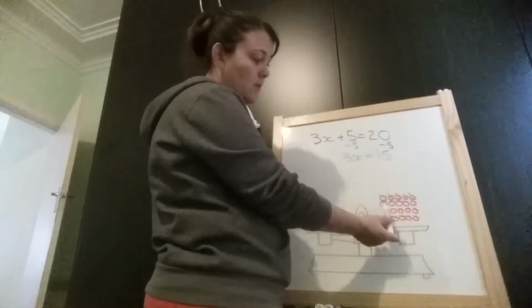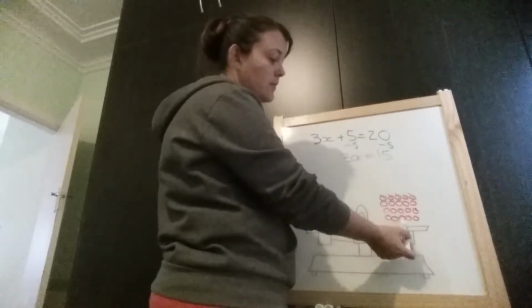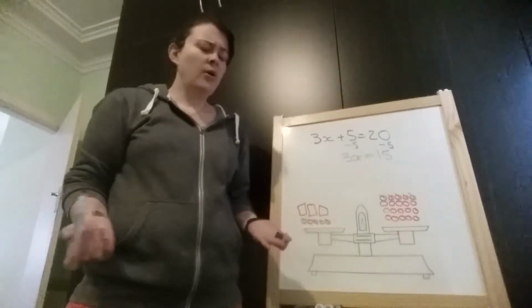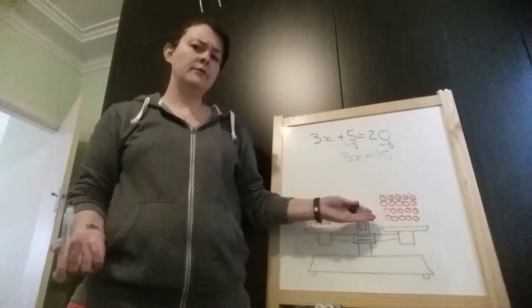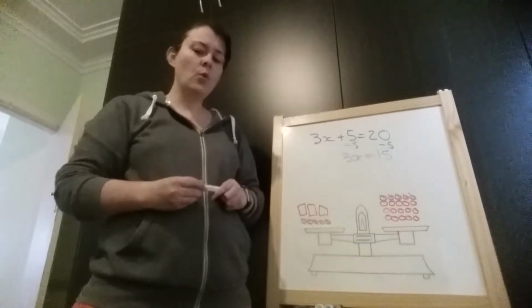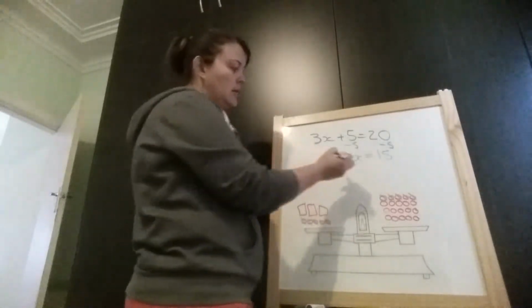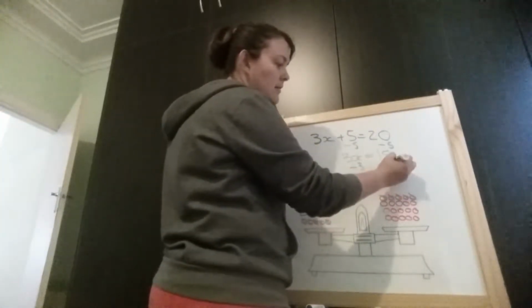And if we count over here, we've got 1, 2, 3, 4, 5, 6, 7, 8, 9, 10, 11, 12, 13, 14, 15. But what do we do now? We have 3 crates, 15 circles. So what we can do is divide this side by 3 and this side by 3.